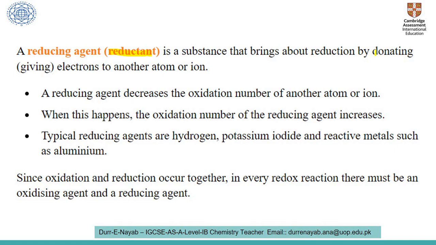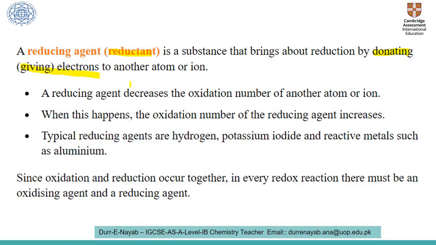How is this agent going to help? By donating or giving electrons to another atom. And what will happen? That atom itself will get oxidized, it will get deficient. So this reducing agent, in very common words, is very generous in giving the electron. It gives its own electron and itself gets deficient. It enriches the other atom or ion by providing the electron, but itself becomes very deficient because of the loss of electrons.